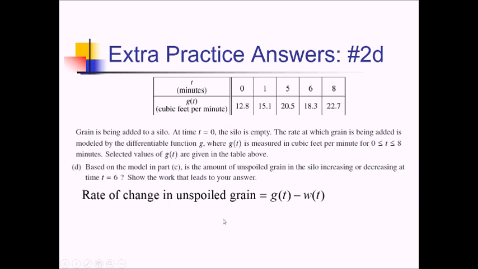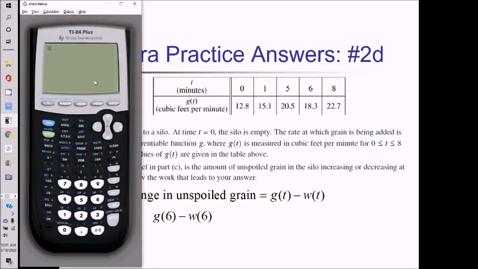So now if I want to figure out whether the amount of unspoiled grain is increasing or decreasing at time 6, I basically need to know whether this quantity, when I plug 6 into it, g of 6 minus w of 6, is positive or negative. So I can just do that directly on the calculator. First let me do g of 6. Now g is defined in this table. G of 6 is just 18.3. So let me just plug that in. And for that, I'm going to subtract.